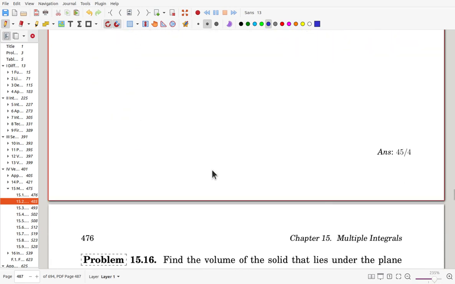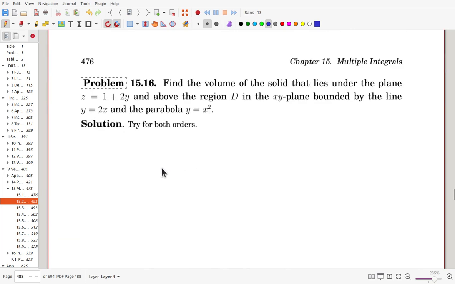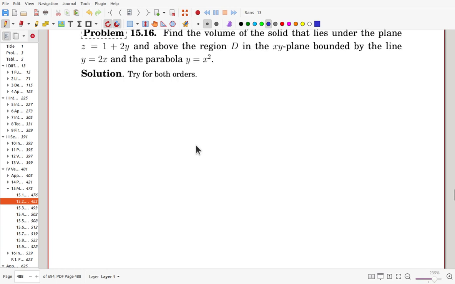Okay, let's go to the next problem. Find the volume of the solid that lies under the plane z equals 1 plus 2y, and over the region D in the xy plane bounded by the line y equals 2x and the parabola y equals x squared.